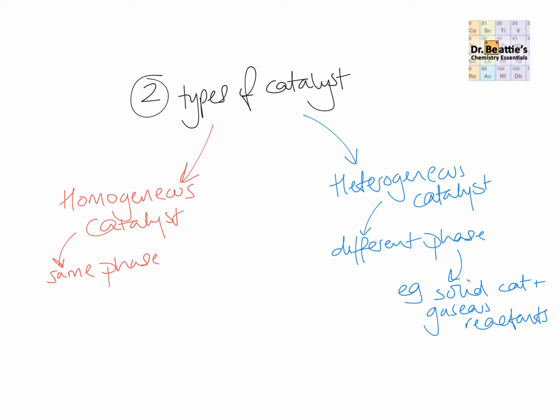An example of this is the nickel catalyst used in the hydrogenation of alkenes. The nickel catalyst is solid, and then, for example, if you take the alkene ethene, that is a gas. And what happens is the alkene adsorbs onto the surface, so that when hydrogen also adsorbs onto the surface, we get the two reactants, hydrogen and the ethene, reacting together to form ethane.